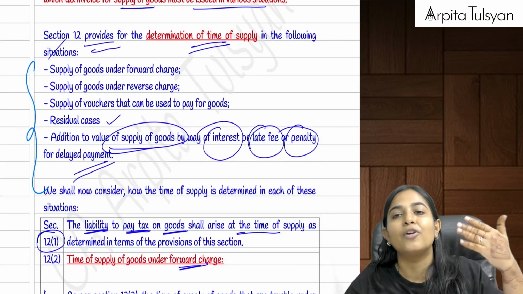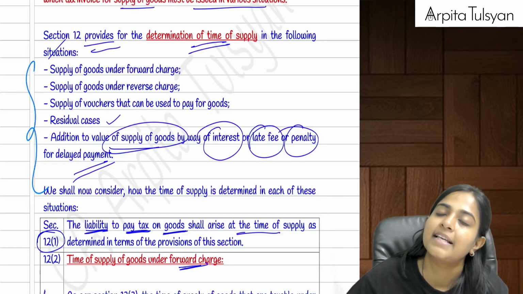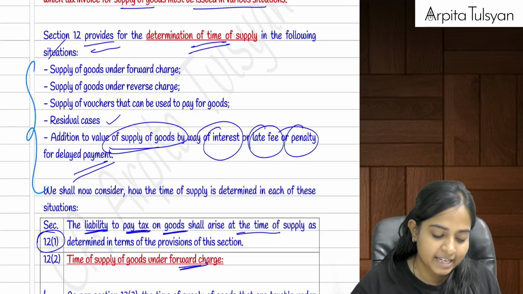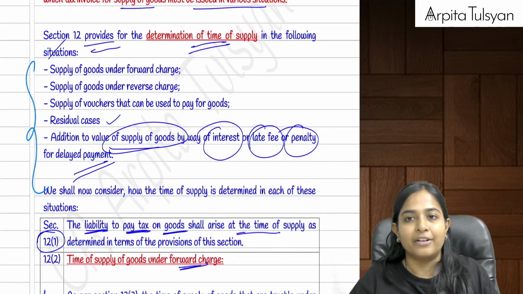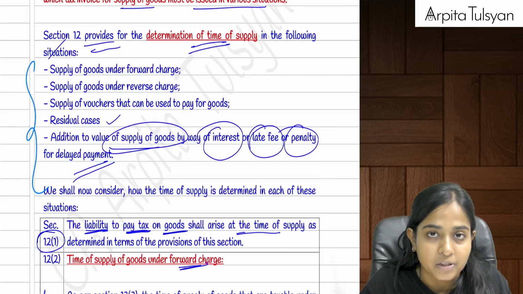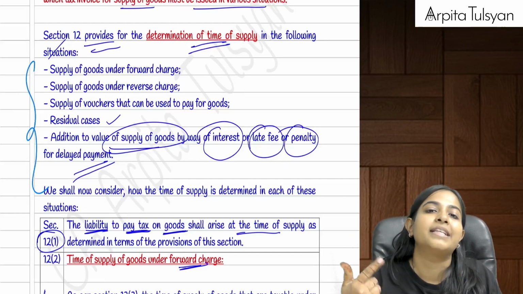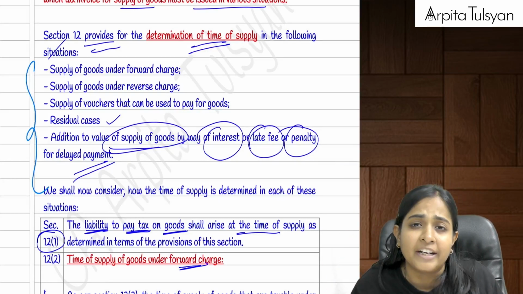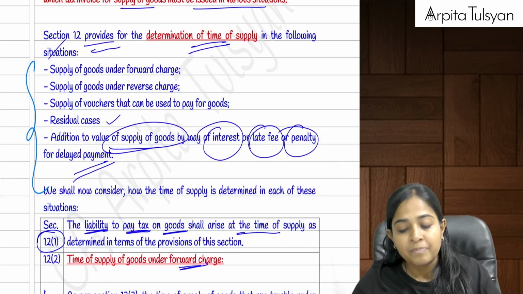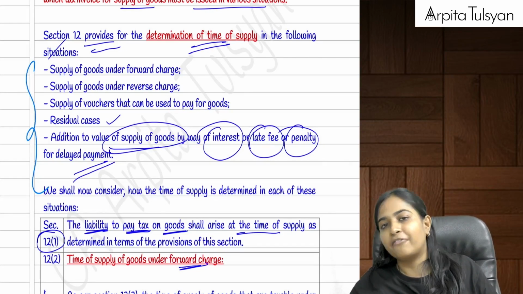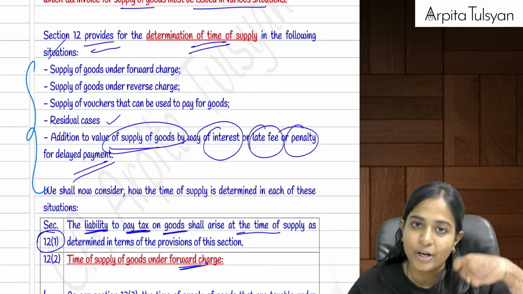That is, if you are not able to find out the time of supply in all the above cases, then we have to go as per the residuary cases. And the last one is whenever there is an addition to the value of goods on account of interest, penalty, late fees, etc. Then in that case, what will be the time of supply for that? These are the 5 cases that we are going to consider.